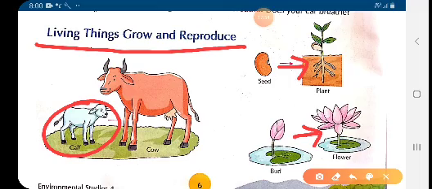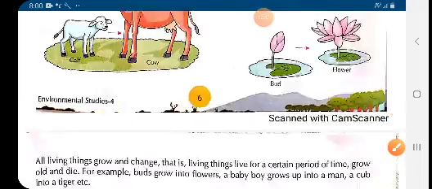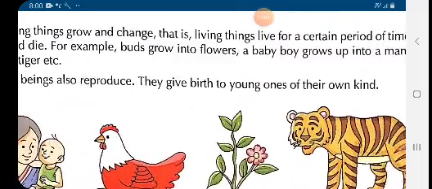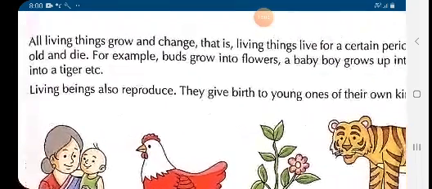Now children, next is that all living things grow and change. As we know, when we are born, we are a baby. We are very small and we are called a baby. Then we grow into a teenager. Then we grow into an adult, and then we grow old. After we grow old, we die. So children, all living beings have life for a certain period of time.